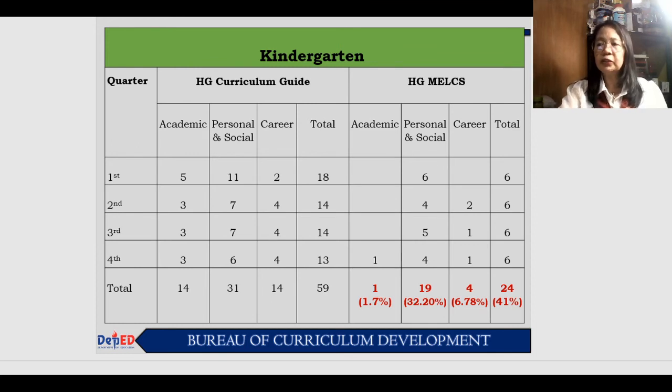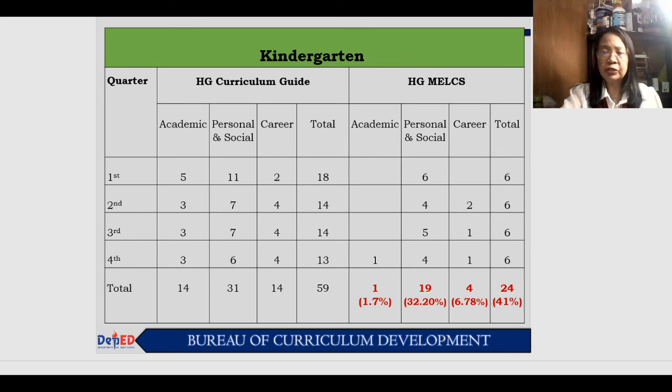For the first quarter, the total number of learning competency from the Homeroom Guidance Curriculum Guide is 18, while on the Homeroom Guidance MELCs, there are 6 from personal social domain. So why merely from personal social domain? It's because kindergarten learners need to understand the importance of oneself and others. For the second quarter, the total number of learning competency from the Homeroom Guidance Curriculum Guide are 14, and now on the Homeroom Guidance MELCs, there are 4 MELCs from the personal social domain and 2 MELCs from the career development domain, with a total of 6 MELCs.